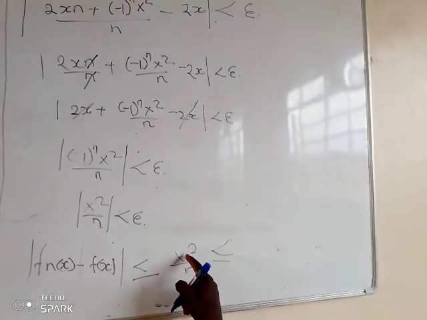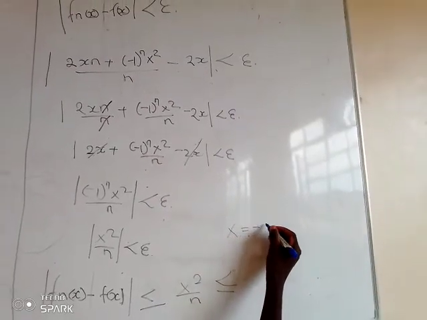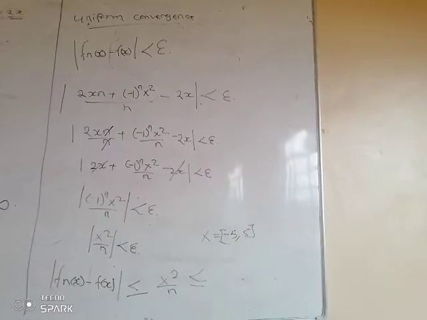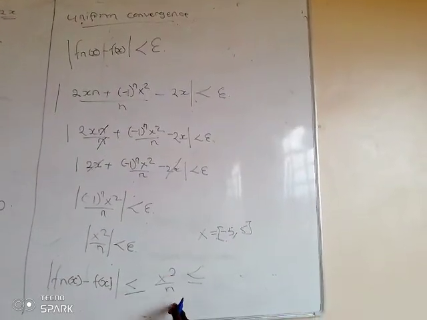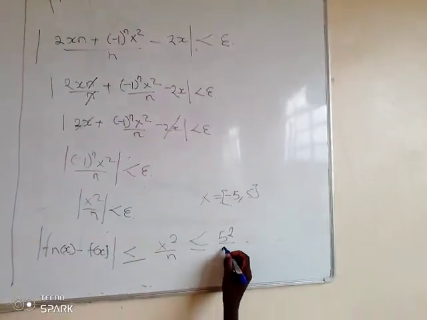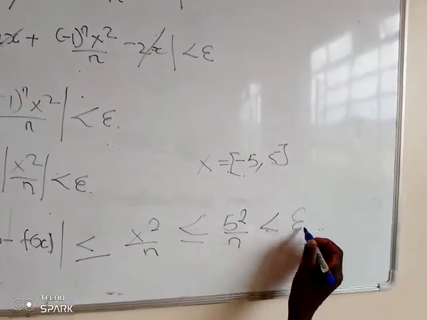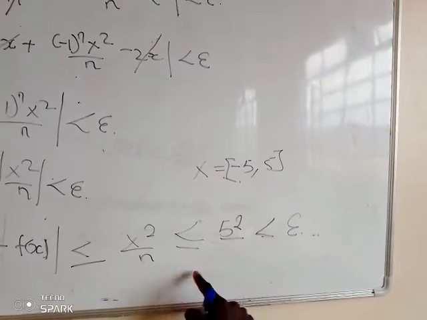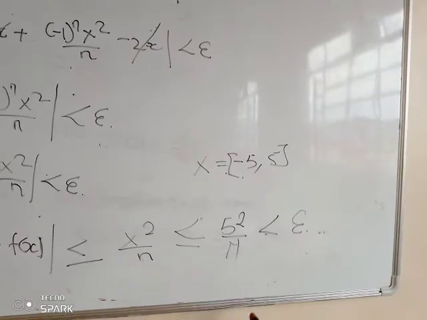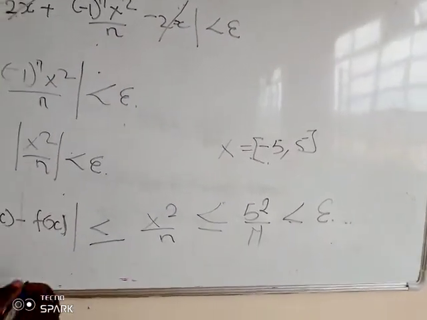Which should be less than or equal to the bound on the interval. Let's take x to be from a closed interval of negative 5 to 5, for instance. So we say our x squared over n should be less than what? 5 squared all over n, which should be less than epsilon. Here we use the capital N dependent on what? Epsilon.